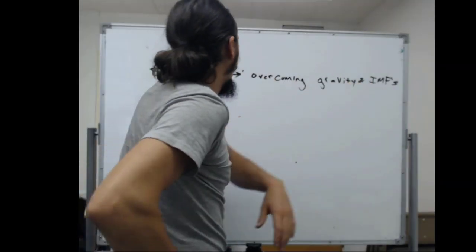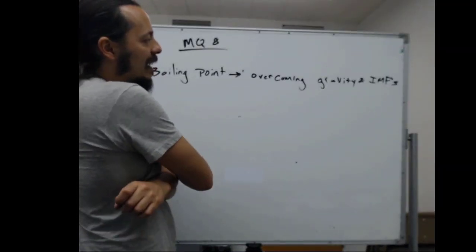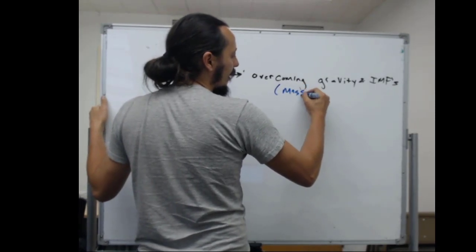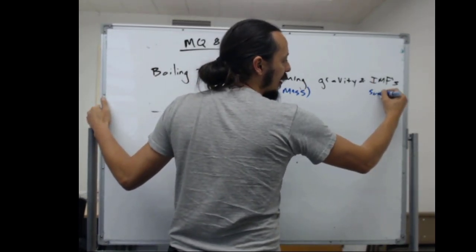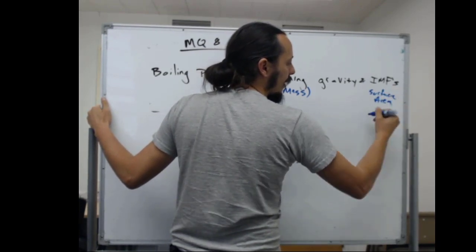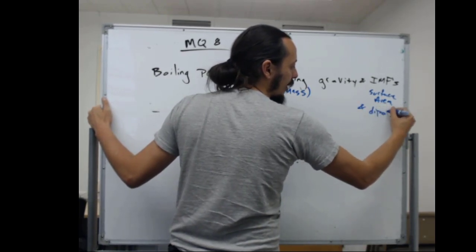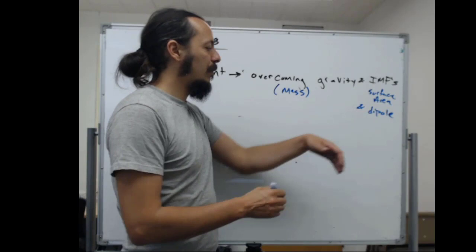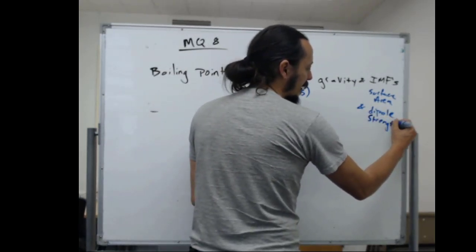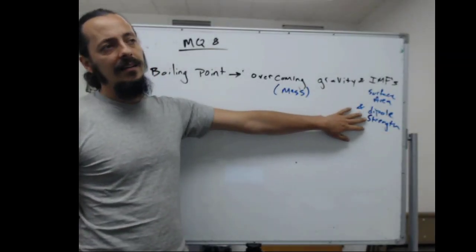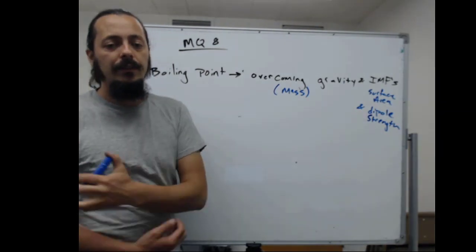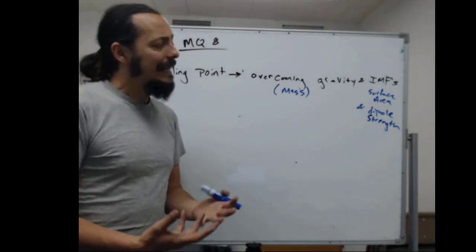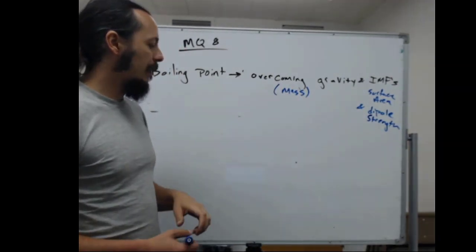So we have two things that we have to overcome. We're going to overcome gravity and IMFs. Gravity is just going to be the mass of the molecule. The IMFs is going to be surface area and dipole. The surface area is going to give us information about the London dispersion force, and the dipole moment is going to tell us whether it has a dipole-dipole interaction or a hydrogen bonding interaction. So what IMFs it has that we have to overcome. And the idea is we have to put in enough thermal energy, heat, in order to overcome the IMFs and to overcome the mass interaction.